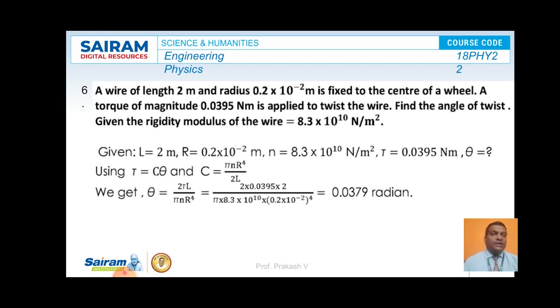So here we calculated the angle of twist by knowing the value of n, r, L of the wire, and the torque T also being given. So using the formula T is equal to C theta and C is equal to pi n r to the power of 4 by 2L, we can simplify the value of theta as 2TL by pi n r to the power of 4. Then on substituting all the values in the formula, we can calculate theta as 0.0379 radians.